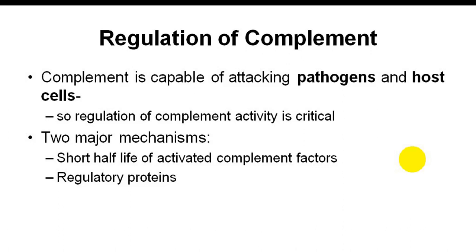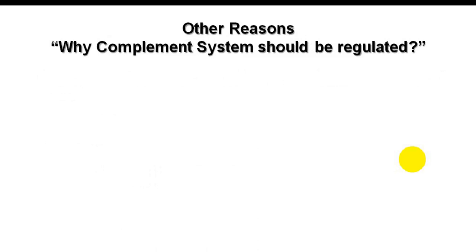Another, of course, is regulatory proteins. These are a special category of proteins, as the name suggests. They are the ones which will regulate the complement system. By regulating the complement system, the regulatory proteins exert their role in preventing damage to the host cell and making the pathogenic cells vulnerable to complement-mediated lysis. So that was the background of regulation of complement. Now, what are the other reasons why the complement system should be regulated?